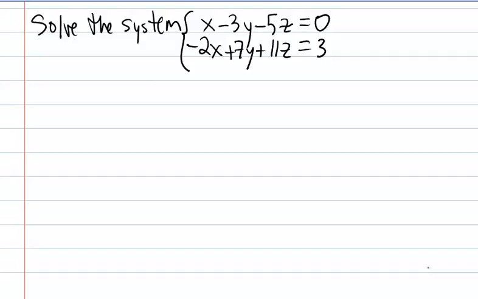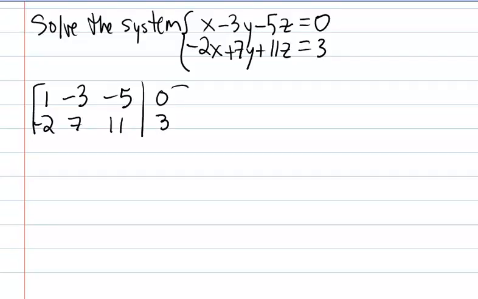Okay, in this system I have two equations and three variables, x, y, and z. And I'm going to write down the augmented matrix first and then do some row operations. So 1, -3, -5, 0, -2, 7, 11, and 3.